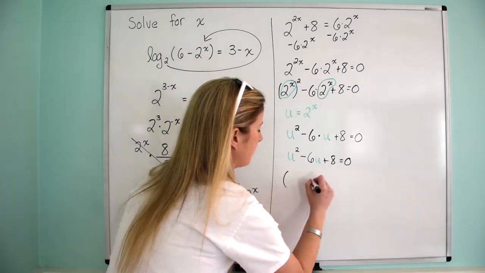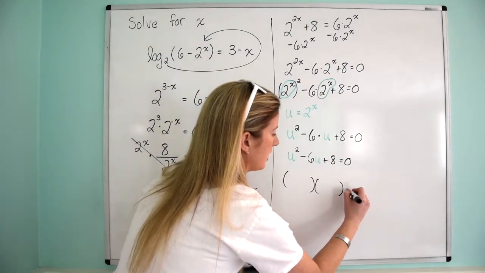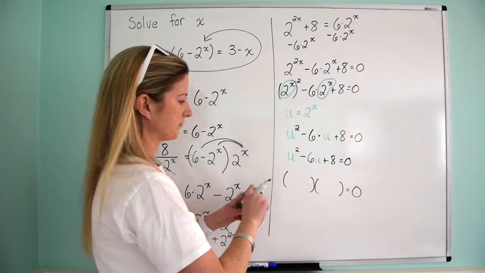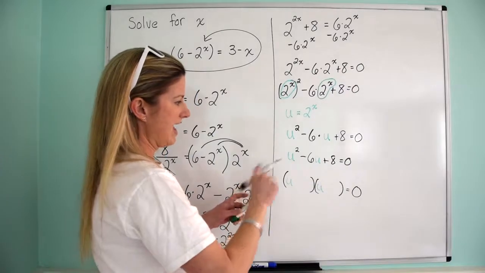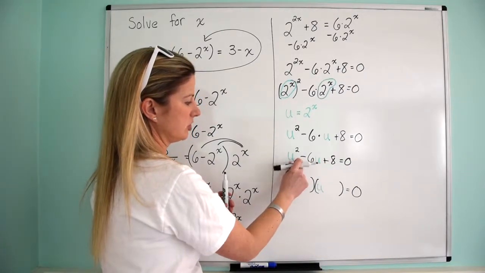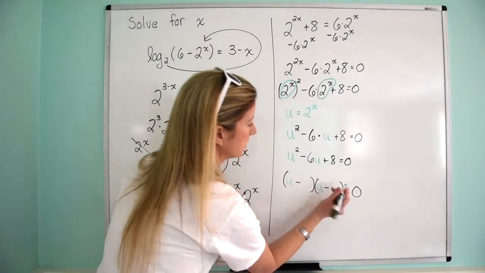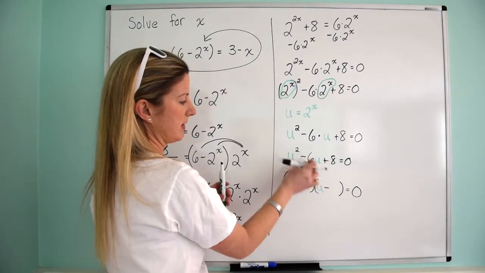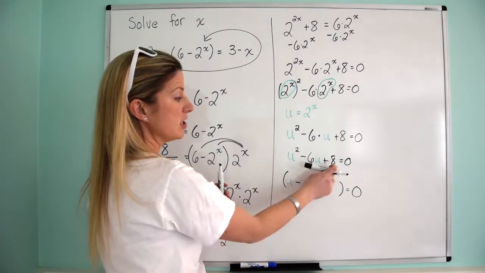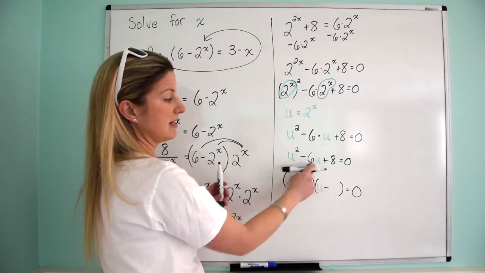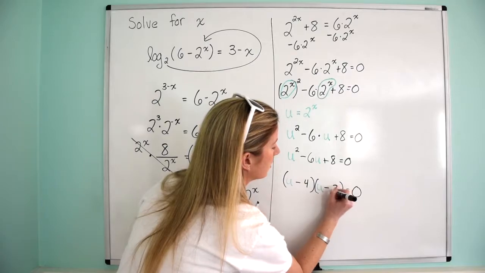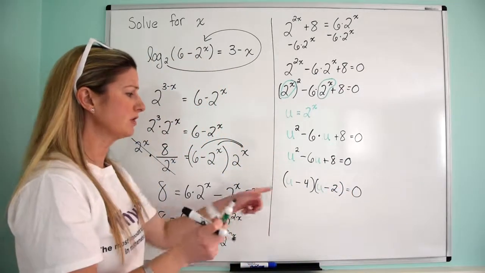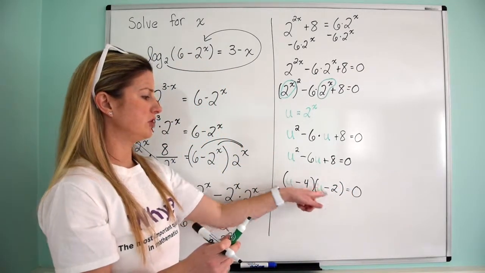So that's just going to factor, okay, into, well, u, because the coefficient here is 1. And then this is addition, this is subtraction, which means these are both subtraction because I need to multiply to a positive number, minus, minus, and add to a negative number, so minus, minus. So what multiplies to 8 and adds to negative 6? That's going to be 4 and 2. Okay? So it just becomes u minus 4 times u minus 2 equals 0.